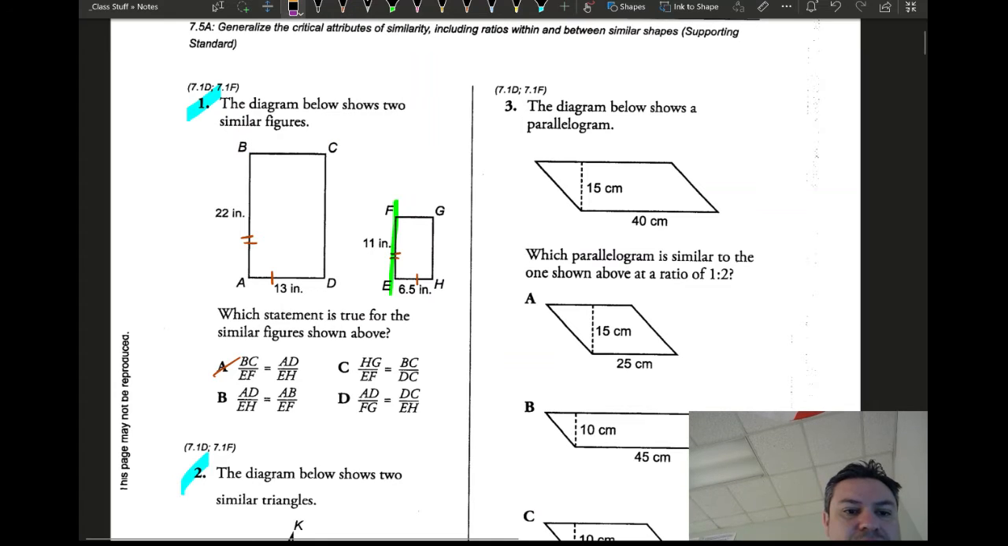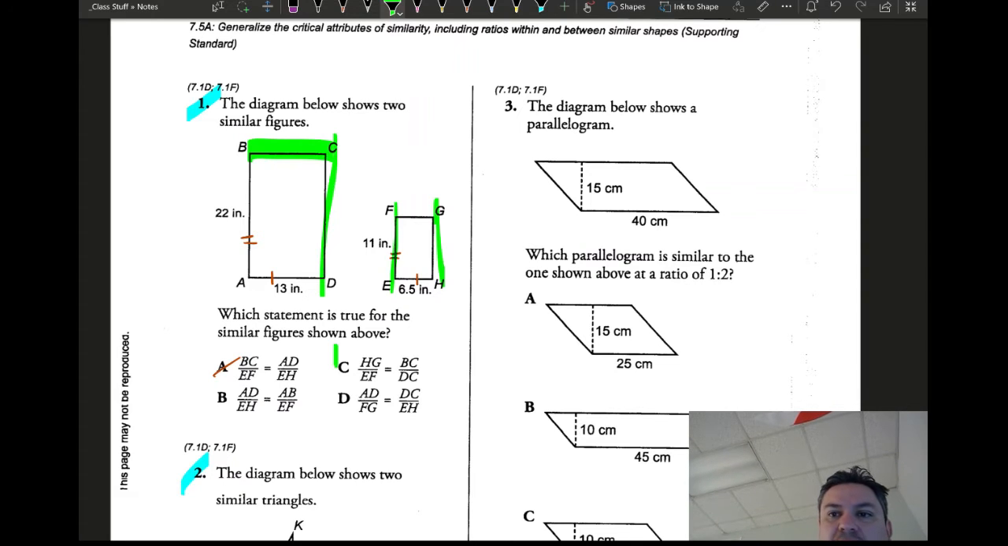Next one, it says that HG, so we find that line and mark it. No, it's not that one, hold on. HG is to EF, right there. I'm looking at C right now. Is to EF, as BC is to DC. Did I mark the same ones on both? No, I did not, so therefore it's not going to be C either. So let's go ahead and look at another one. All you have to do in this one is just look and compare.